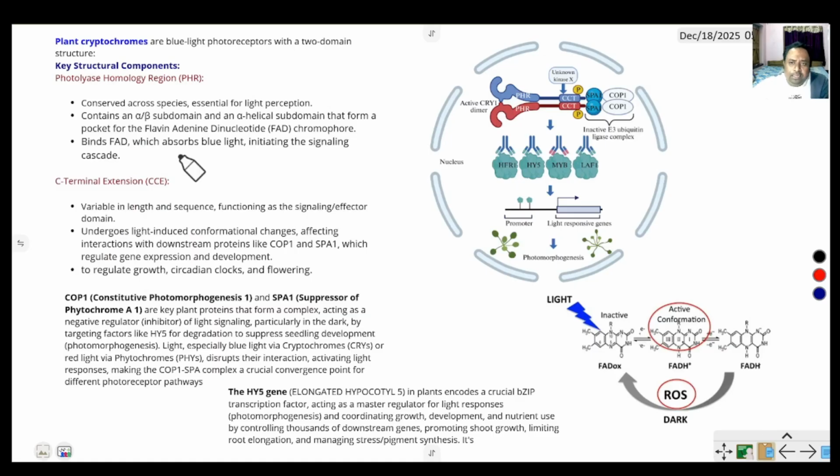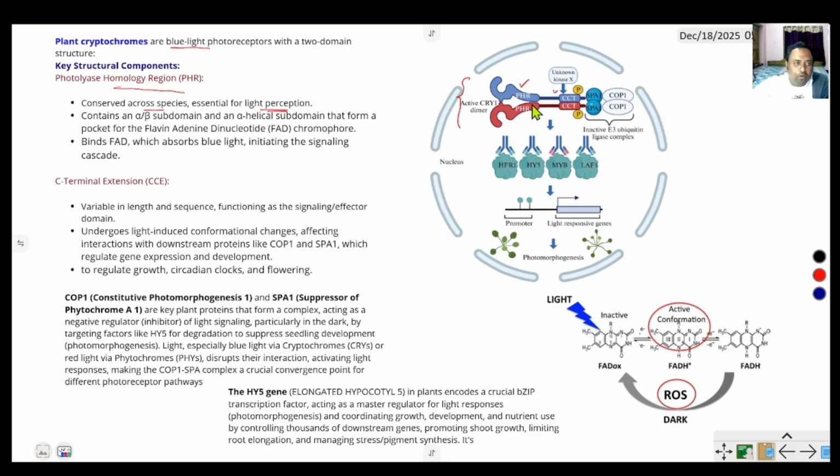Here we discuss the structure and mechanism of action of cryptochromes. The cryptochrome is a blue light receptor. This is the structure of cryptochrome. In cryptochrome there are two domains, the PHR domain and the CCT domain. PHR means photolyase homology region. This is conserved across species in all organisms, essential for light perception.